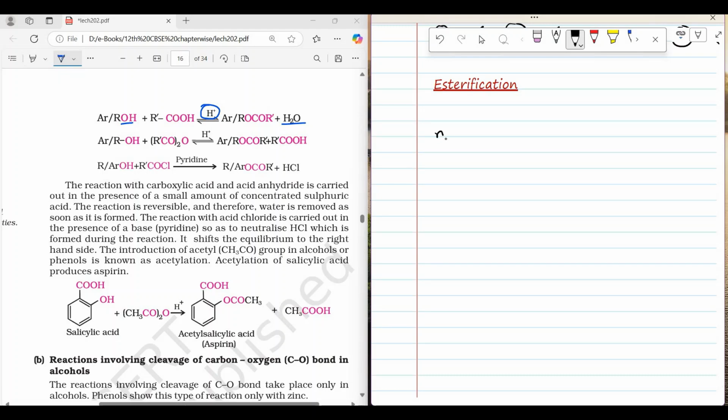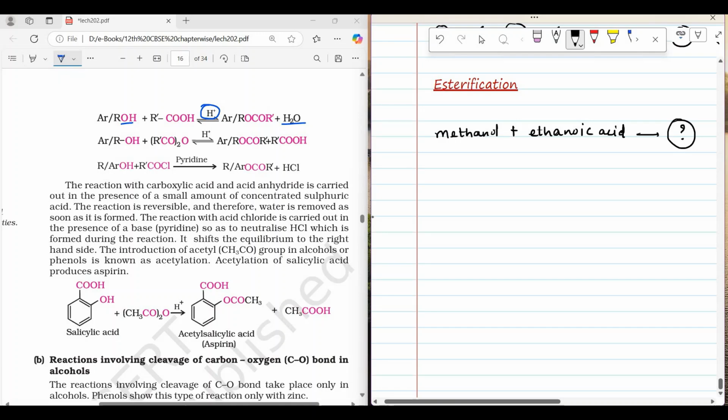Let's take the example of methanol and ethanoic acid. When it reacts, it gives an ester and water is removed in the form of byproduct. Now we need to find out the product of this reaction. So let's see how to find out the product of esterification.